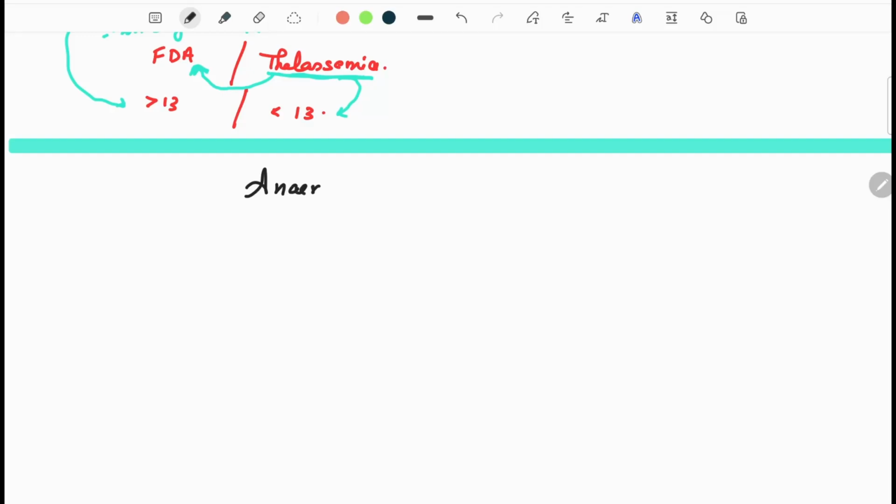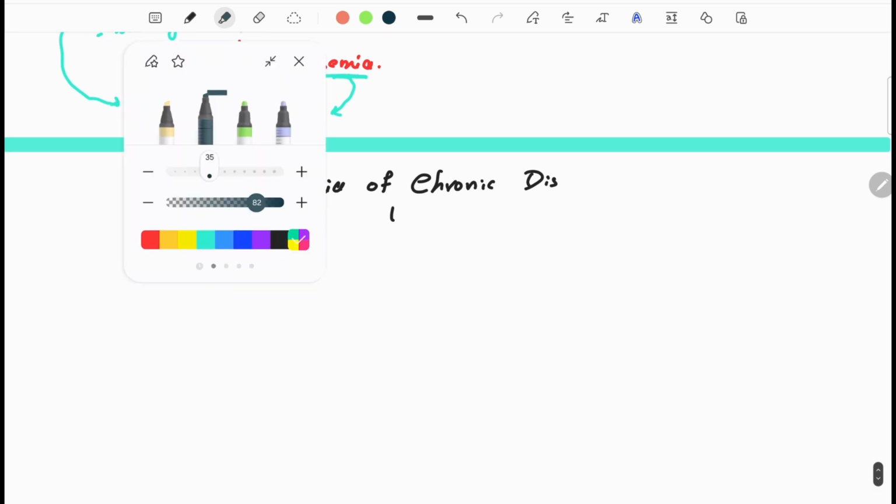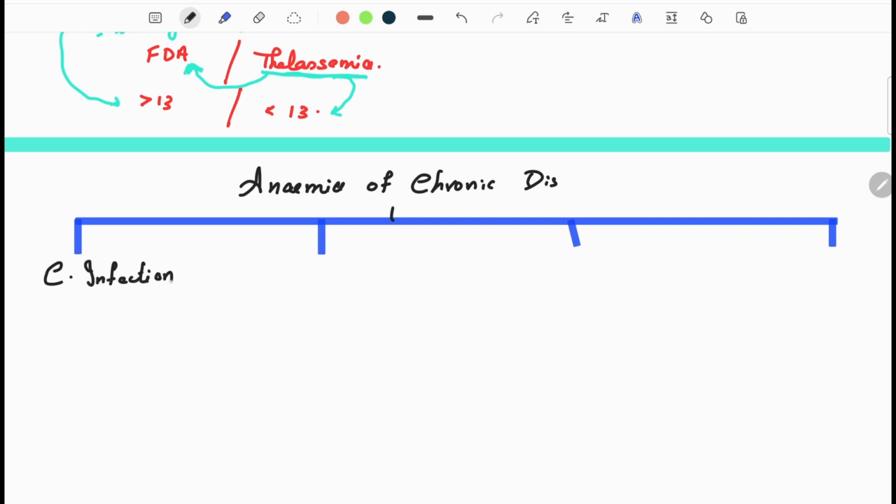Anemia of chronic diseases. Here the chronic diseases may be of different reasons. For example, it may be due to chronic infection, due to chronic inflammation, or chronic neoplasia, or idiopathy, means the reason is not known.